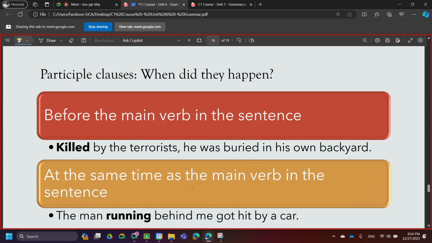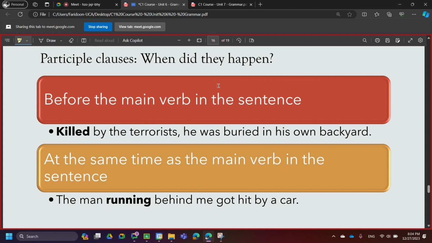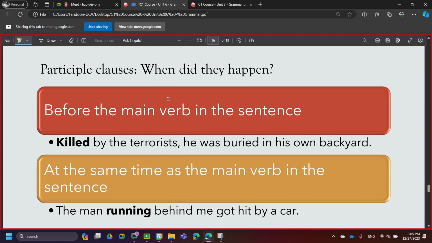Okay, continuing. So participle clauses, when did they happen? So this one is all about the time that the action happened. Okay, before the main verb in the sentence. So when you put it before the main verb in the sentence like this, we can make a sentence: killed by the terrorists, he was buried in his own backyard. Okay? But if you do bring in some changes, like at the same time as the main verb in the sentence, it can come in here. The man running behind me got hit by a car.